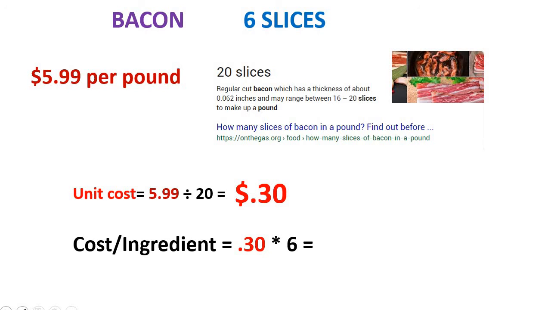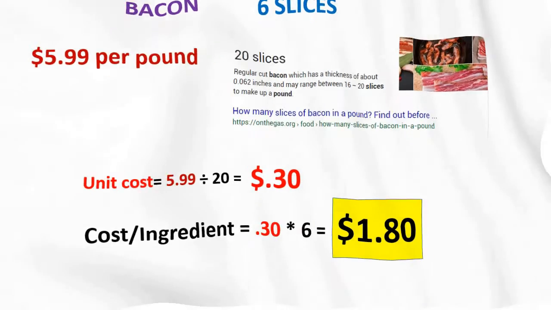So now what I need to do is figure out what's that total cost that I'm paying for the bacon in my recipe. Well, there's my 30 cents per slice times 6 slices. So how much am I paying for bacon in my recipe? Good, $1.80. Awesome. So we got our bacon figured out.